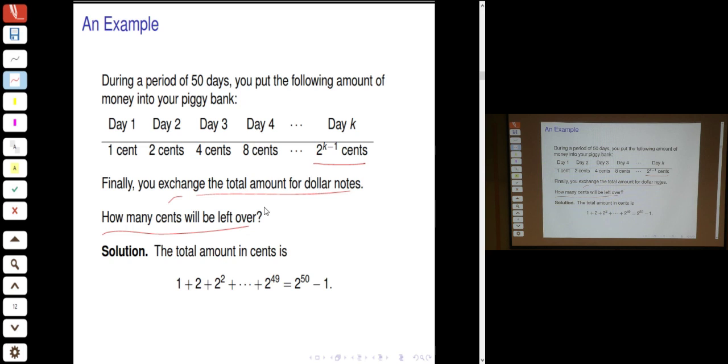Okay. So, essentially the total amount of cents for 50 days is just 1 plus 2 plus up to 2 to the power of 49, and you want to find how much this is mod 100. What is the remainder when you divide this by 100? That is the amount of cents that will be left over. So, this is 2 to the 50 minus 1. So, you want to find 2 to the 50 minus 1 mod 100. You want to simplify this.